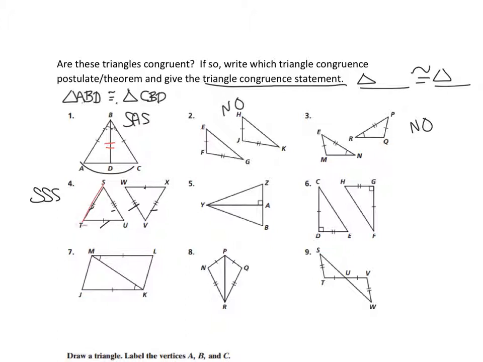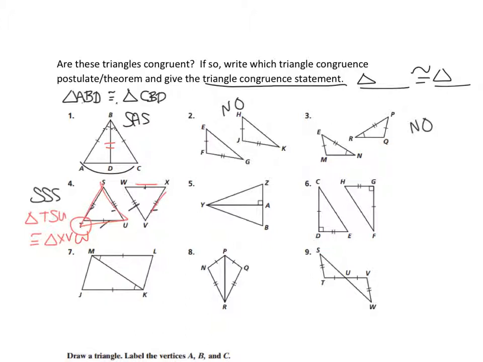So I start with the first one and do triangle TSU is congruent to. Now T is where one tick and two ticks come together. So where one tick and two ticks come together is X on the other side. S is where two ticks and three ticks come together. So two ticks and three ticks come together at V. And the last letter has to be W. So be really careful with how you write these congruent statements.